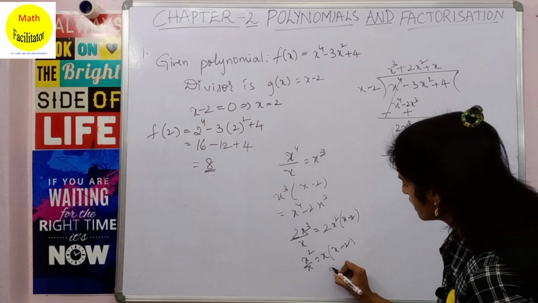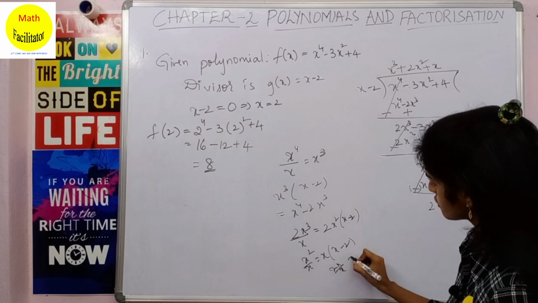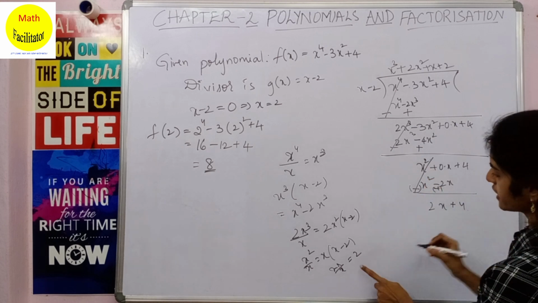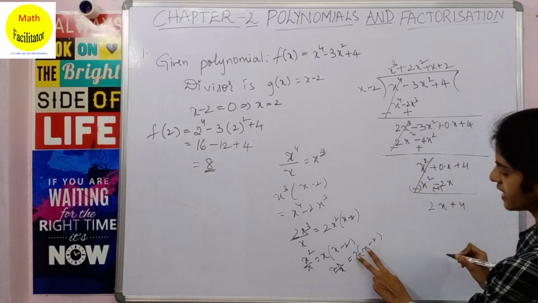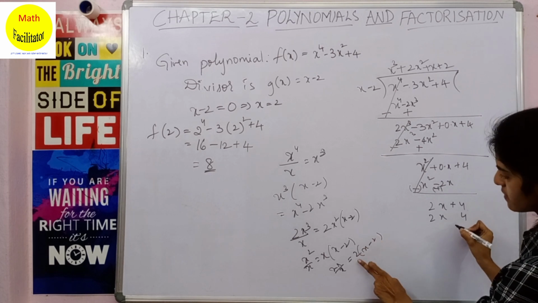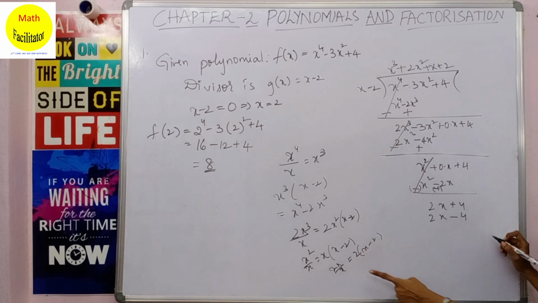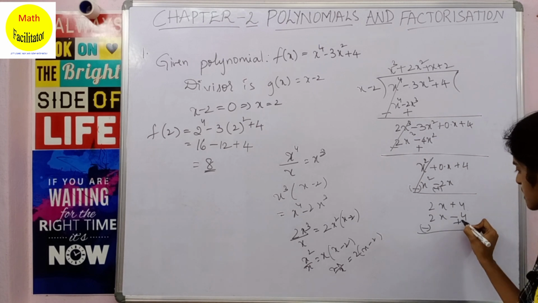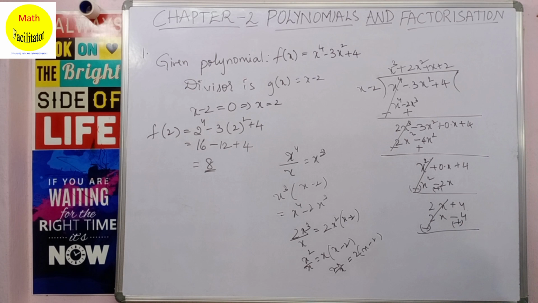Now again divide 2x with x, so it is 2. So the next term of the quotient is 2. Clear? So 2 into x minus 2 you will do now. 2 into x is 2x. Now 2 into minus 2 is minus 4. Clear? Now again subtracting, this is minus, this is plus. So 2x minus 2x gets cancelled and 4 plus 4 gives you 8.